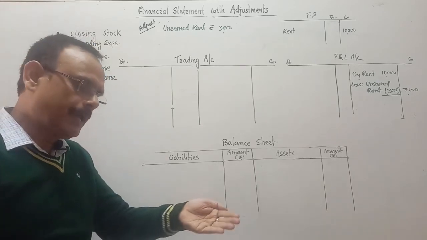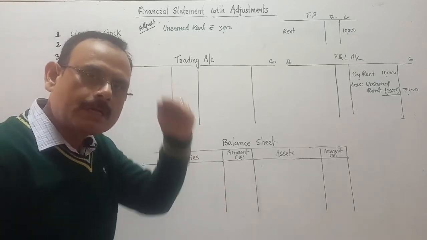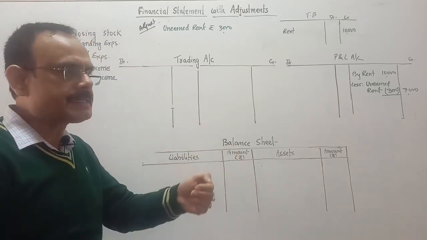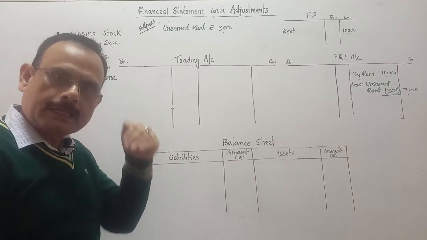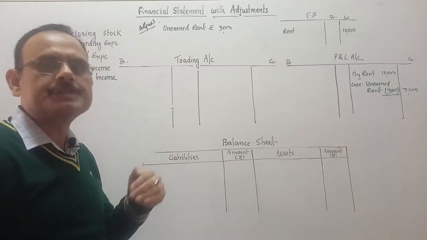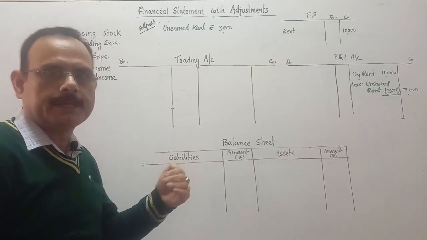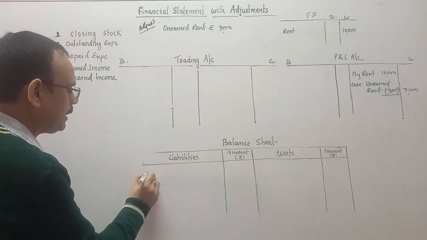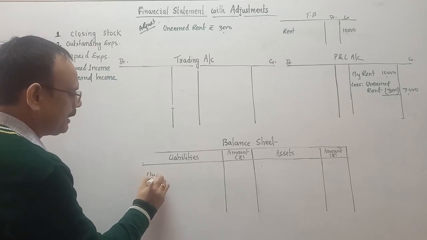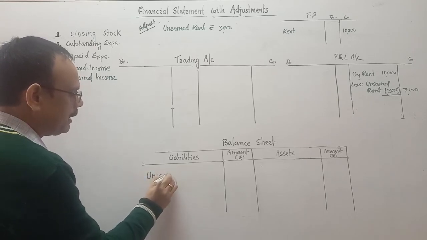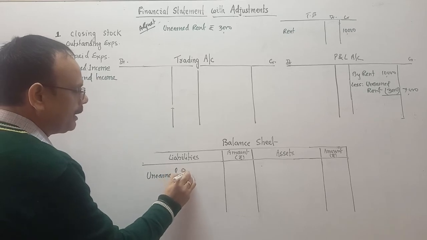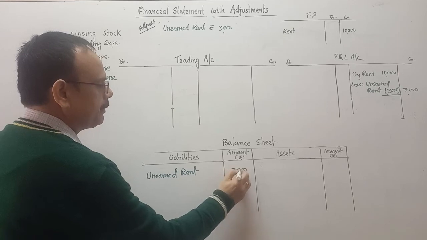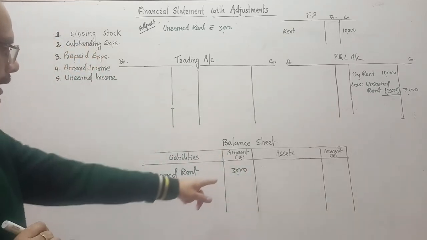3,000 is the rent we have received. Actually that is not earned by us, meaning income received in advance. So when income is received in advance, this is not the income of the current year, it's advance money. Advance money is not our income, so we will deduct it from that amount, and this becomes a liability. Unearned rent will become a liability for us. Rupees 3,000 is the liability for us. This will be shown in the liability side.